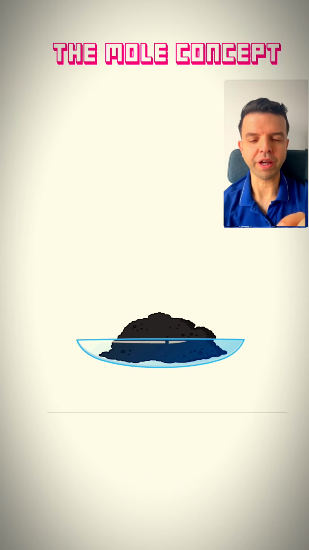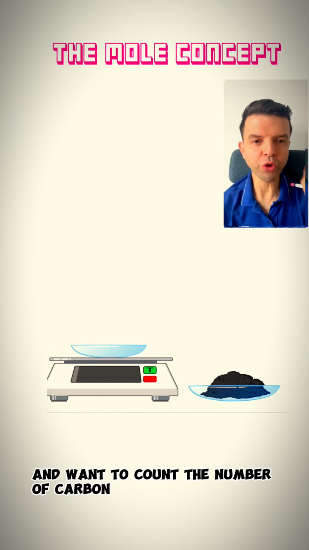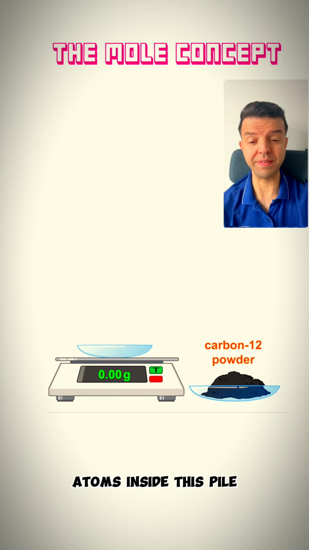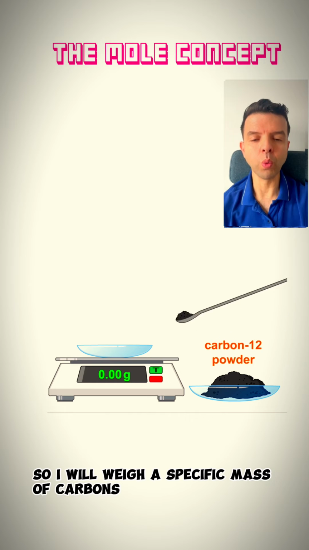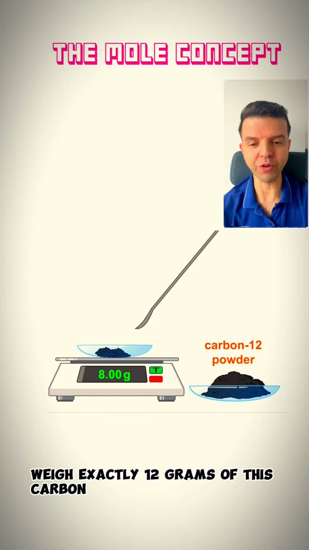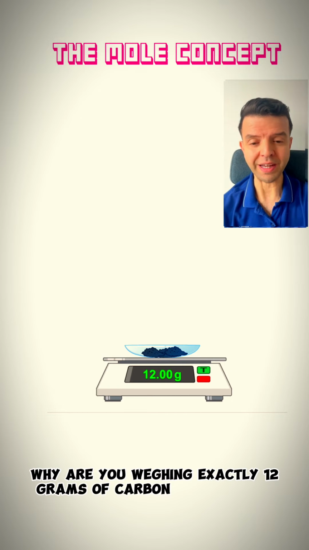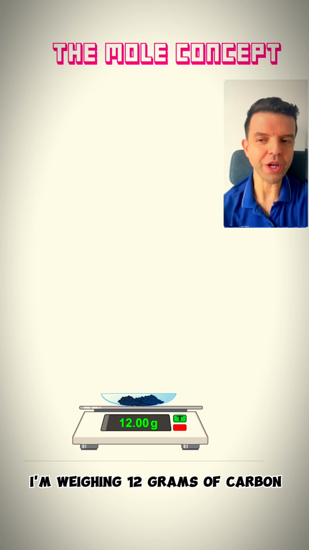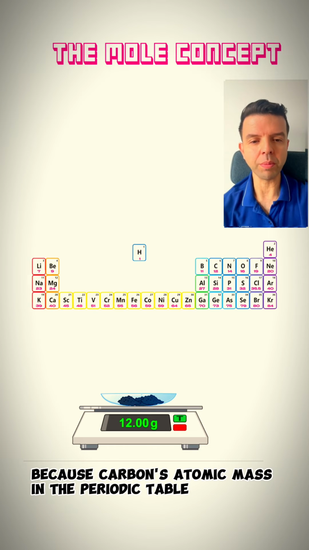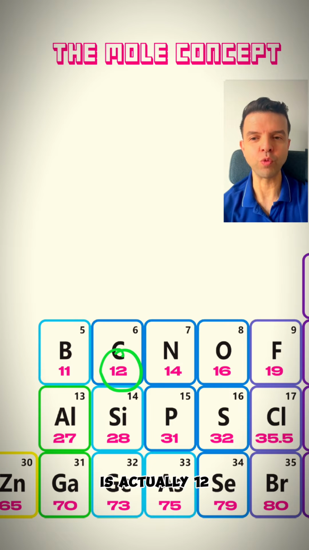Let's try something. If I take this specific pile of carbon and I want to count the number of carbon atoms inside this pile, I will weigh a specific mass of carbon. I'll weigh exactly 12 grams of this carbon. You may ask me, why are you weighing exactly 12 grams of carbon? I'm weighing 12 grams of carbon because carbon's atomic mass in the periodic table is 12.